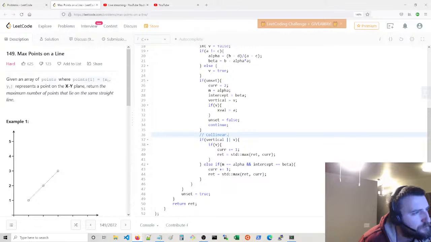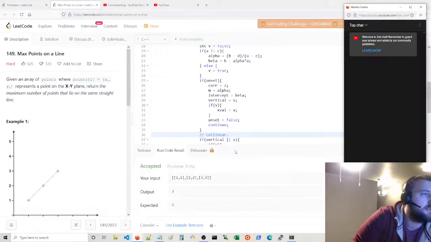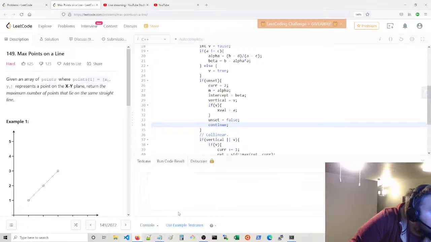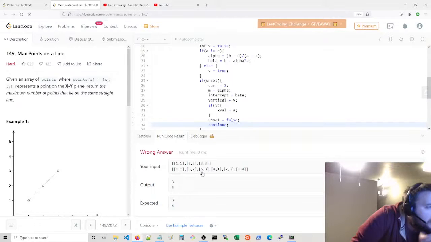So I don't know, does this compile? I probably missed something. There's so many pieces involved here. All right. It might be correct. Wrong answer. Okay. What happened here in the bottom one?